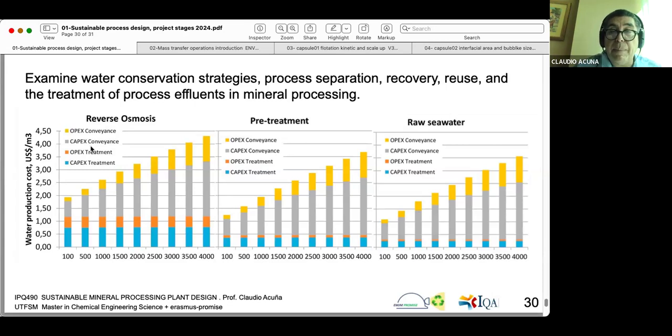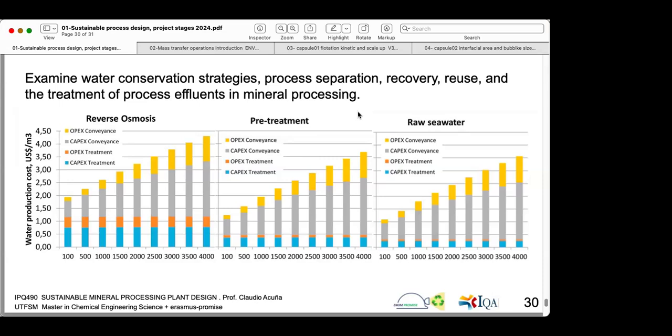So what is the best alternative? Having a pretreatment. You do use reverse osmosis, but it's not too diluted. Yes. Please, can you go over the reason why the reverse osmosis water is not good for the flotation?